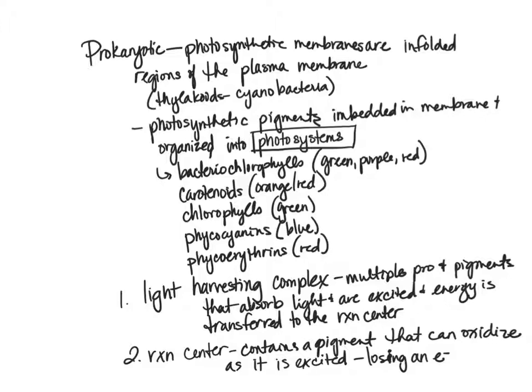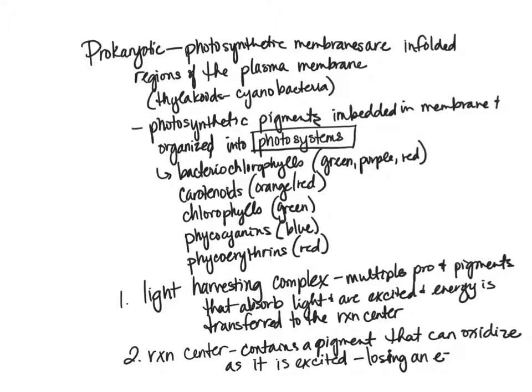Losing an electron. So we are in the light harvesting complex, where multiple proteins and pigments are absorbing light. They get excited, so these electrons are moving around very fast and moving to multiple different levels. That energy is bouncing around and being transferred to the reaction center. In the reaction center, we have a pigment that can oxidize as it's excited, so all this energy gets to the reaction center, and it loses an electron, and it can move that electron to the next step in the process.